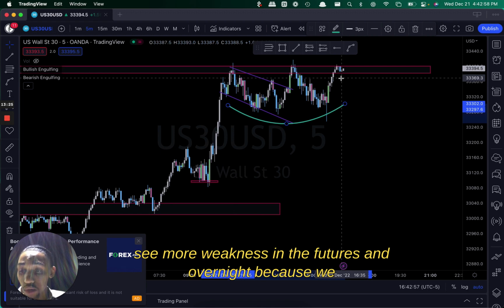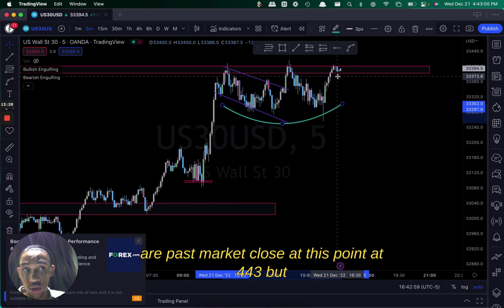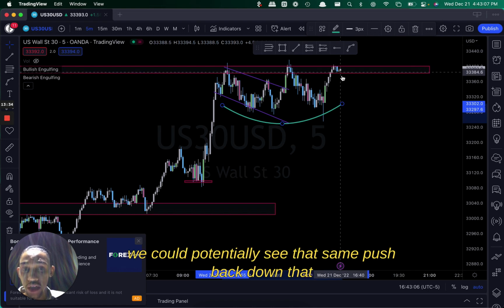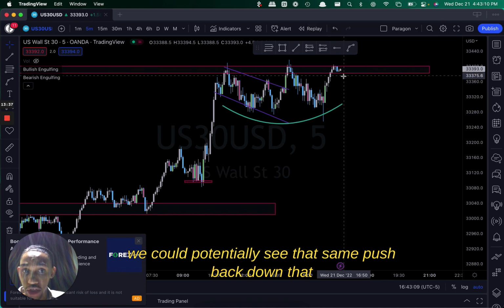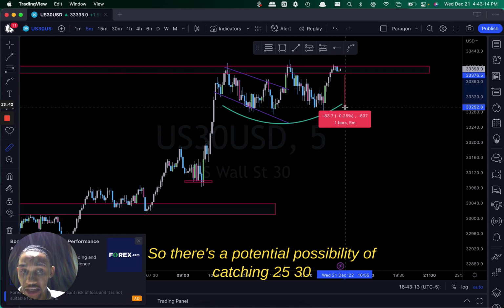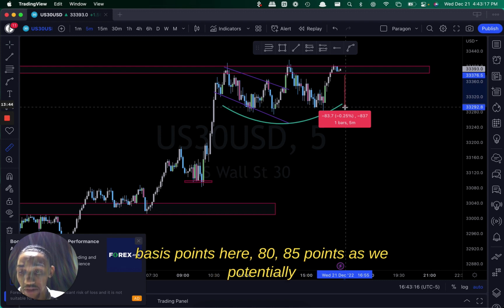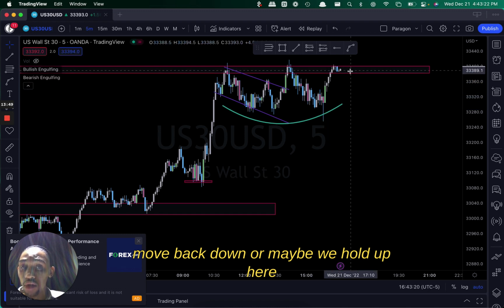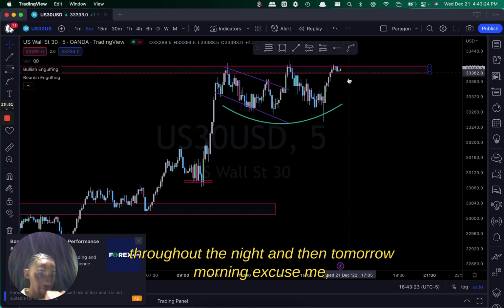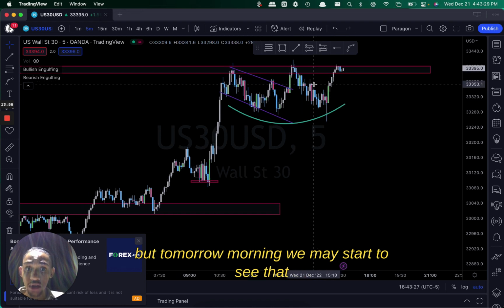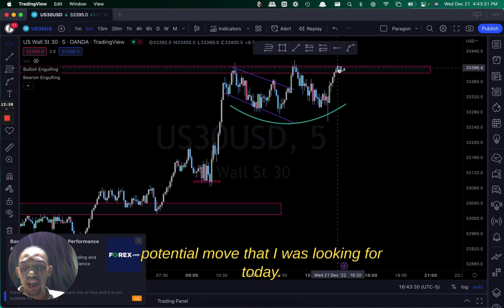If we start to see more weakness in the futures overnight, because we are past market close at this point at 4:43, we could potentially see that same push back down that we saw today happen twice. So there's a potential possibility of catching 25, 30 basis points here, 80, 85 points, as we would move back down. Or maybe we hold up here throughout the night, and then tomorrow morning, we may start to see that potential move that I was looking for today.